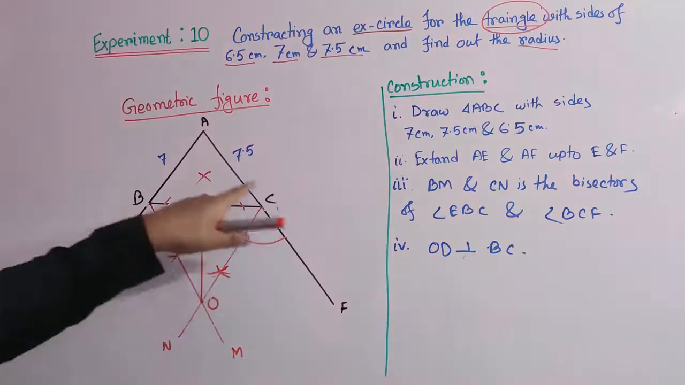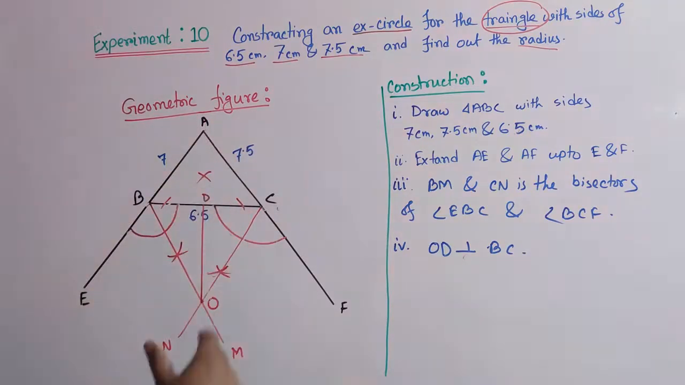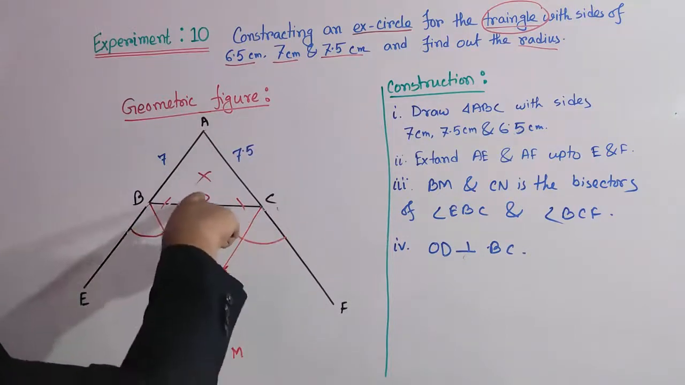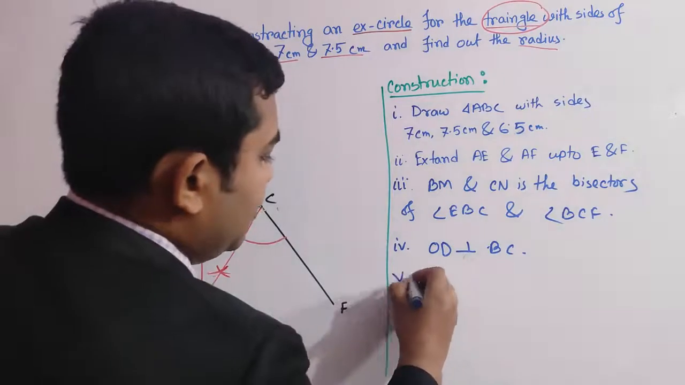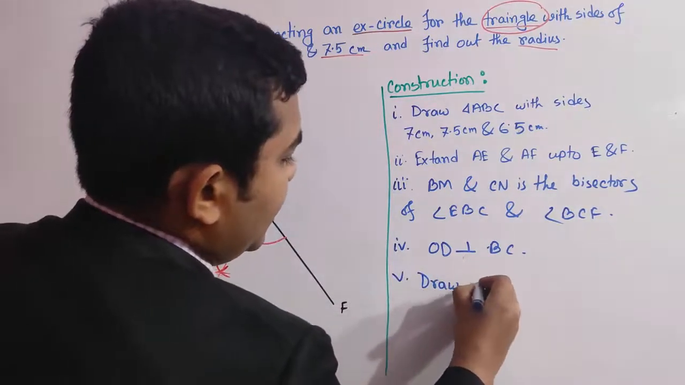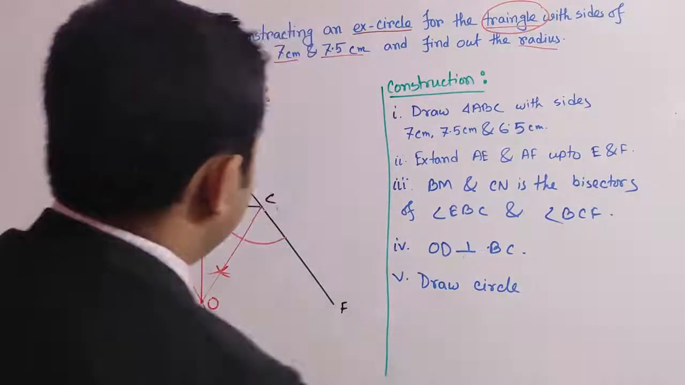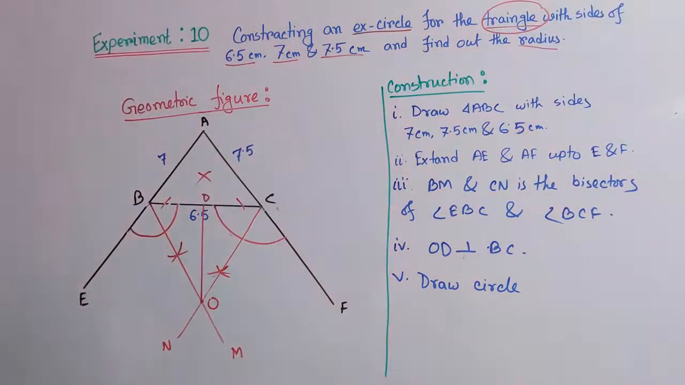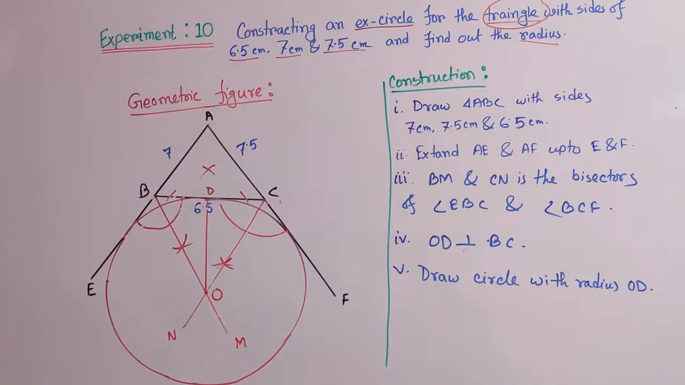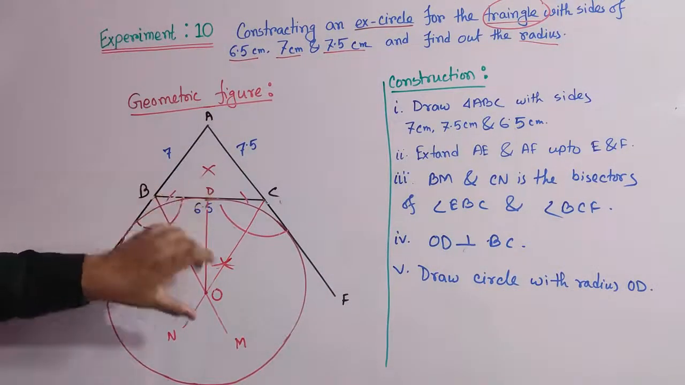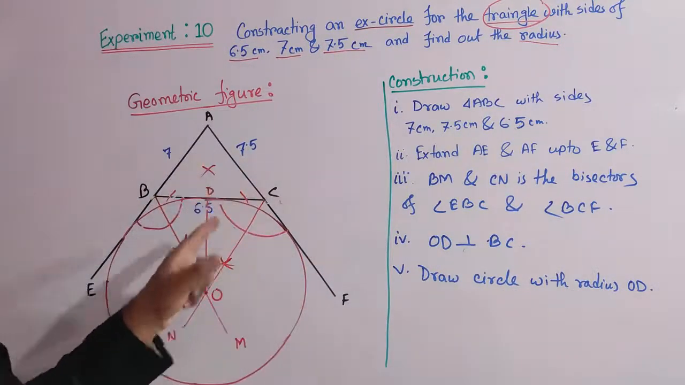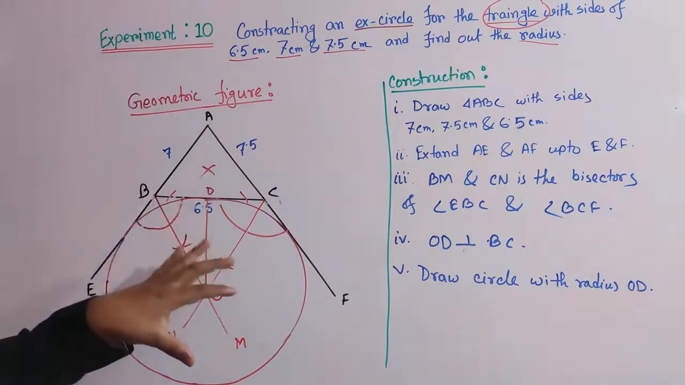Okay, so this is the last thing we need to do, that is we have to go for the circle now. So we will draw the circle having center O, by taking radius OD. First of all, draw the required circle taking radius as OD. Clear? So finally we have got our required circle. With the radius OD we have got this circle. So this is the circle we need to find.